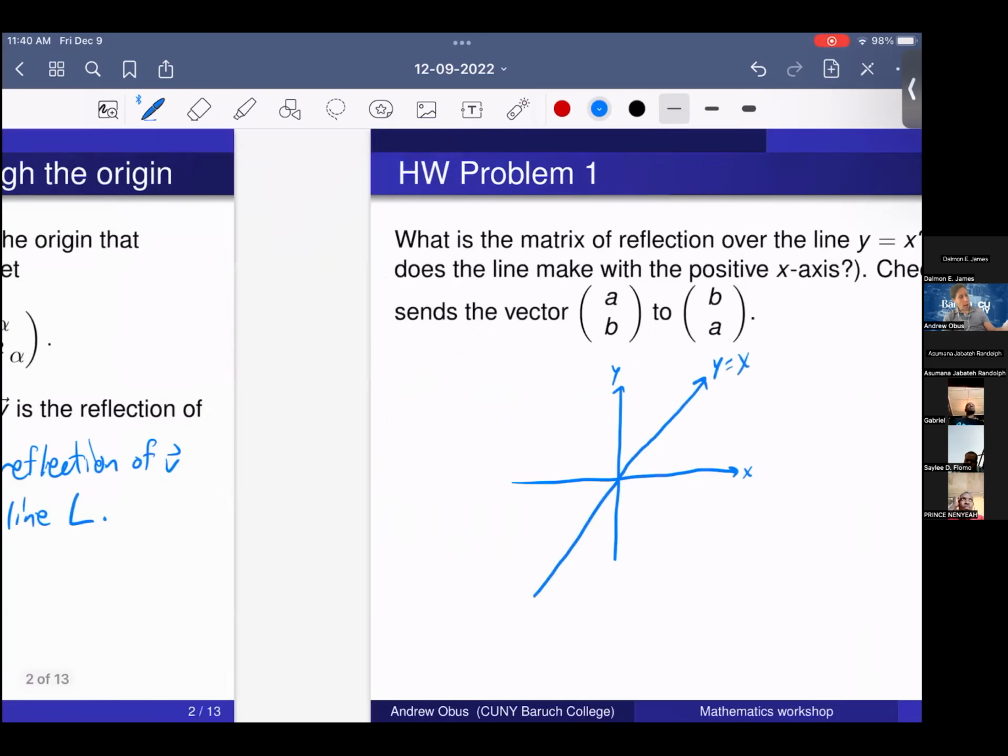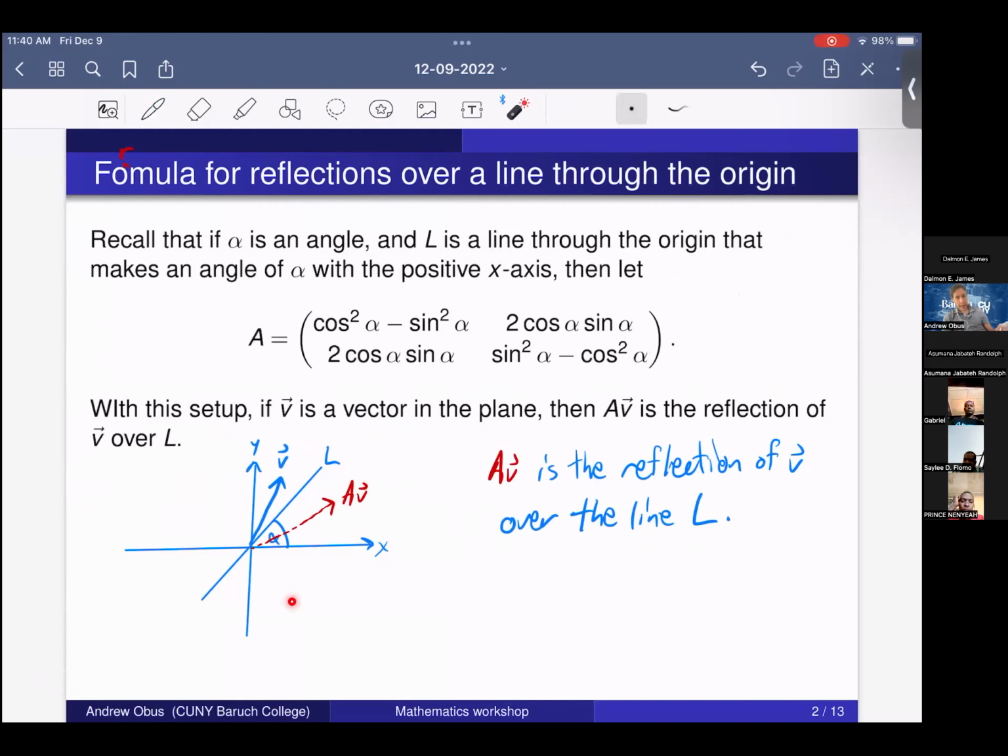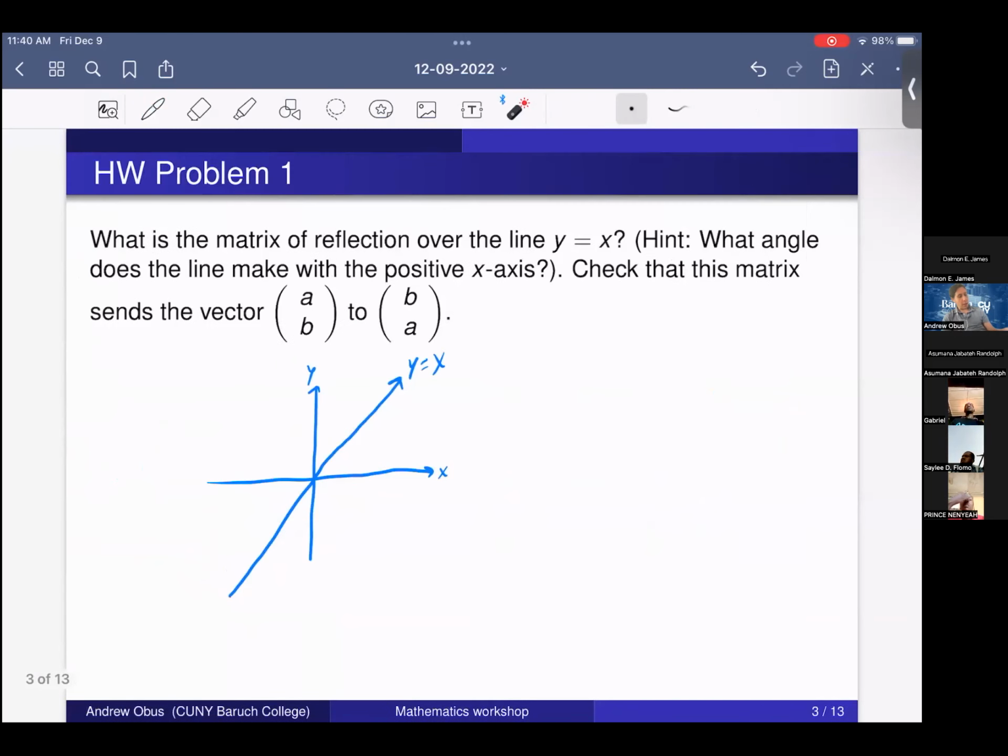Well, we already know how to write down the matrix as long as we know what the angle is that the line makes with the positive x-axis. So what we need to do is fill in what this angle is, and then we can apply the formula. So what is the angle that the line y equals x makes with the x-axis here? We want to know what's the right angle alpha for this case. Does somebody want to answer what this angle should be?